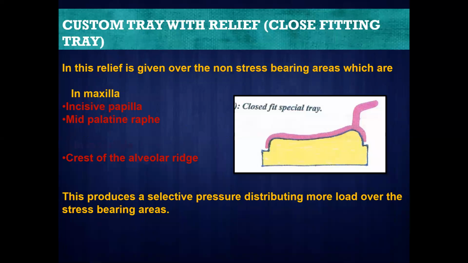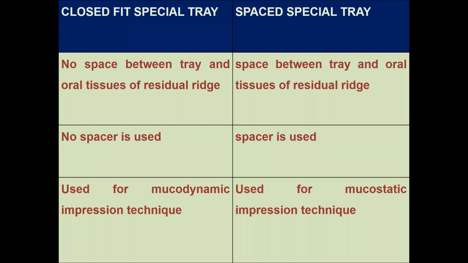The custom tray with relief, which is also known as a close fitting tray: in this, relief is given over the non-stress bearing areas, which in maxilla are incisive papilla and mid-palatine raphe. In mandible, we have the crest of alveolar ridge. So basically, this produces a selective pressure, distributing more load over the stress bearing areas.